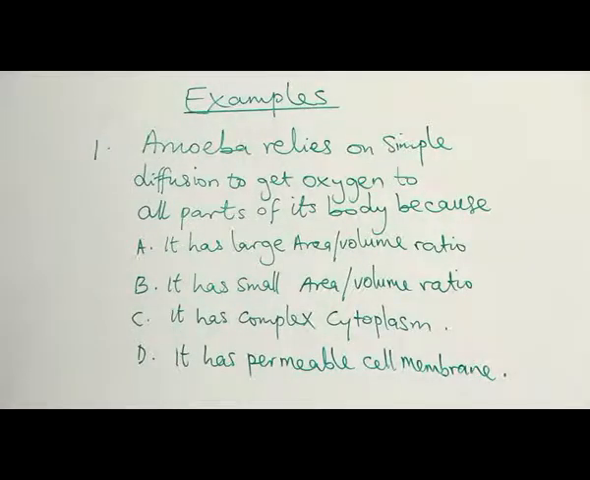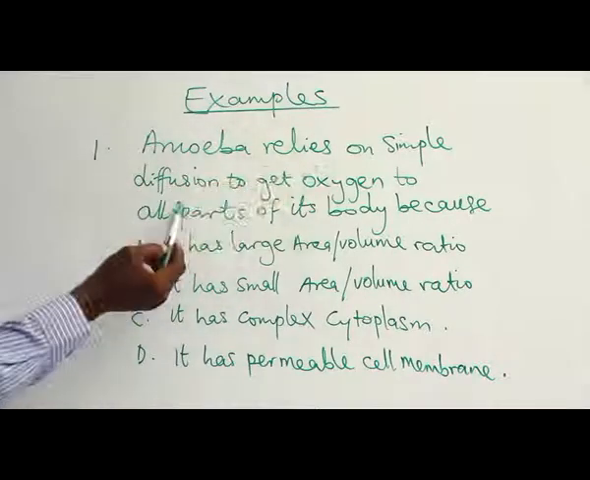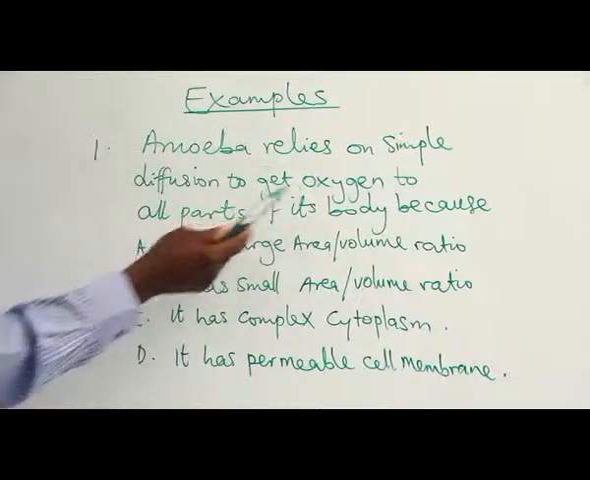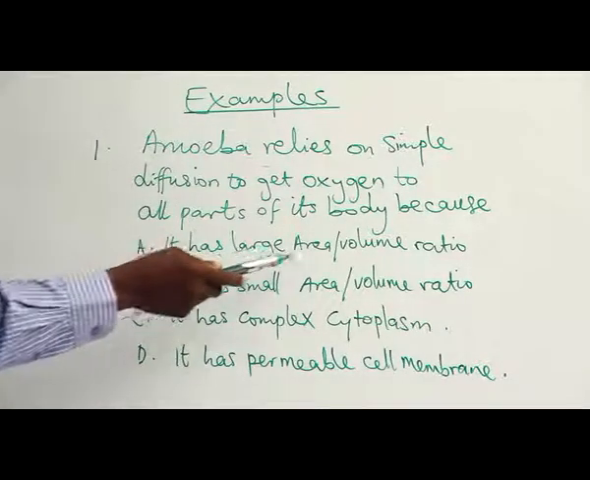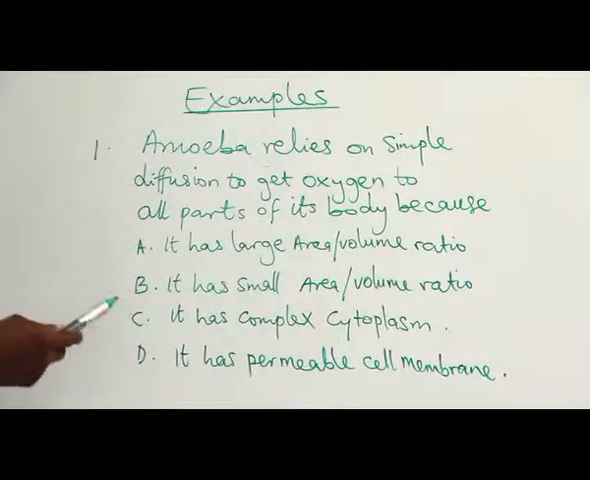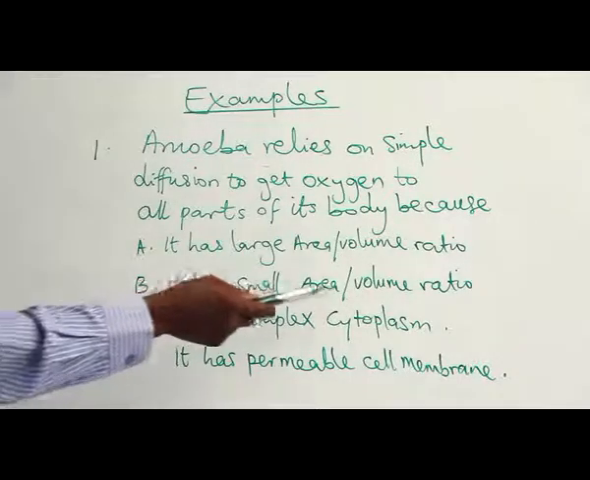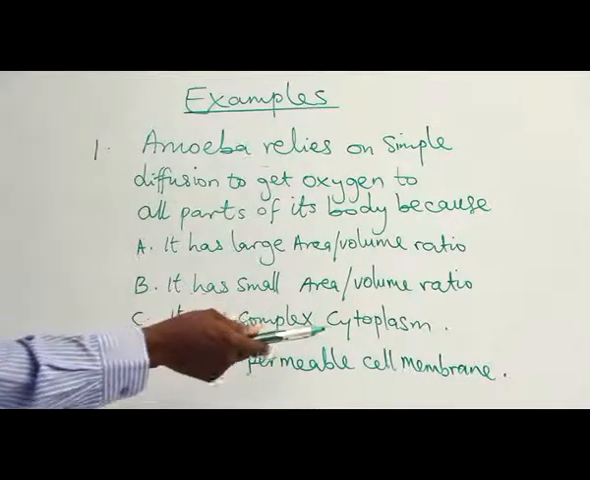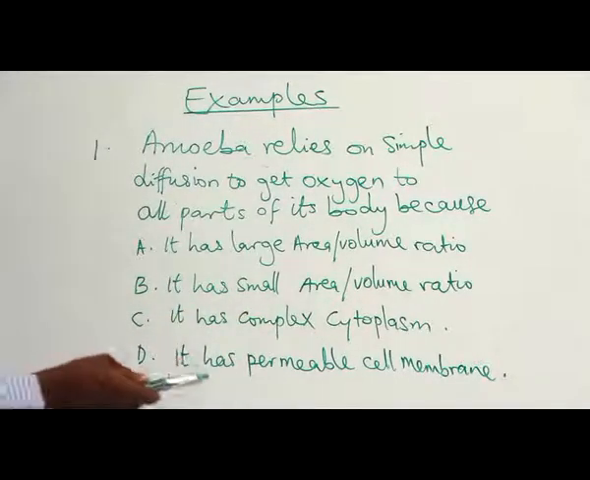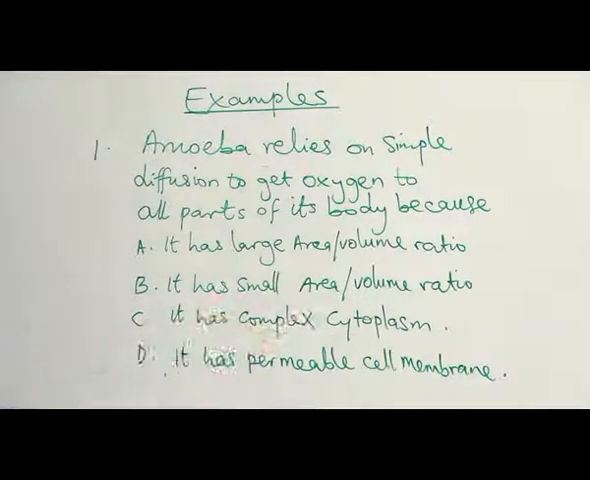Example 1. Amoeba relies on simple diffusion to get oxygen to all parts of its body because A, it has a large area to volume ratio, B, it has a small area to volume ratio, C, it has complex cytoplasm, and D, it has a permeable cell membrane.